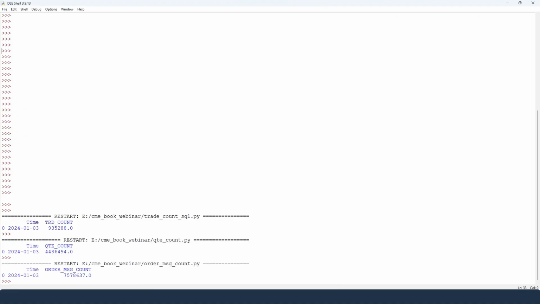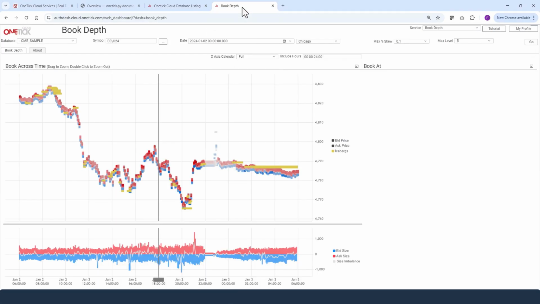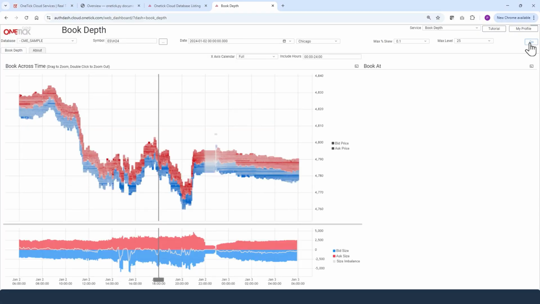Now before I access data programmatically, let's look at the data visually. Now we have a book depth dashboard. I've selected my sample database, CME sample, my symbol, so ESH24, and we're seeing a book depth dashboard. Now I'll just select 25 levels of the book and go, and that will start to regenerate. Now I'm regenerating the book from all the underlying order messages on the fly across the whole day.